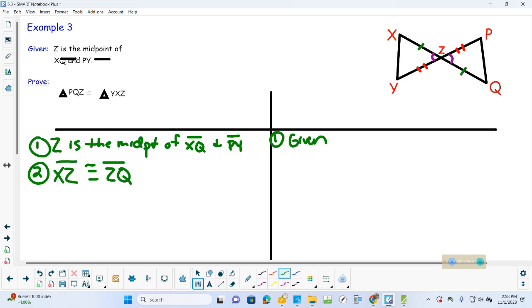Now, isn't that the same reason I marked the red ones? So you don't have to do those in separate statements because it's midpoint for both of them. I'm going to put the red ones on here also. So YZ is congruent to ZP. And that was the same reason for both of them because they gave me that midpoint. So definition of midpoint.